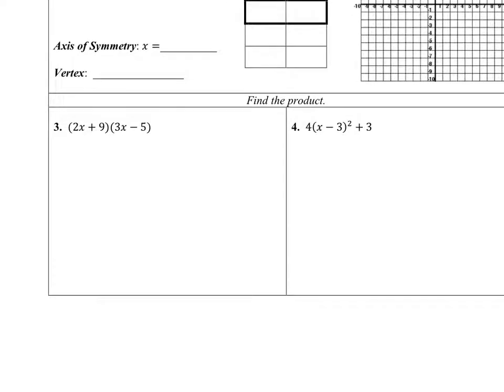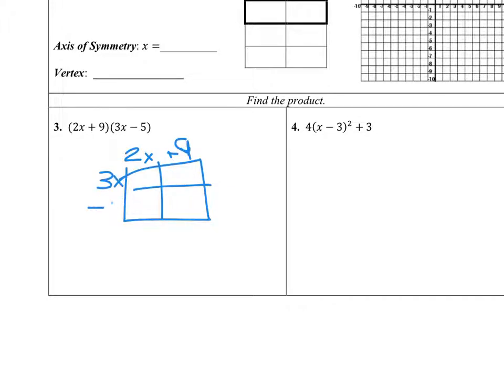Moving on, find the product. We need to multiply. Again, I would use the box. If you like to FOIL, that's okay too. Remember, box, you would set it up like this. So I'd say like 2x plus 9, and 3x minus 5, and multiply those together.